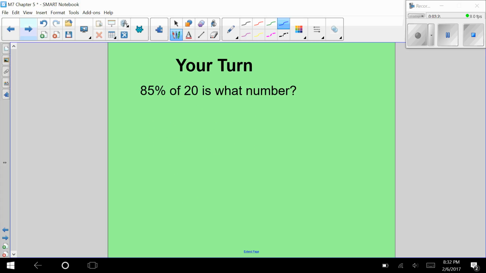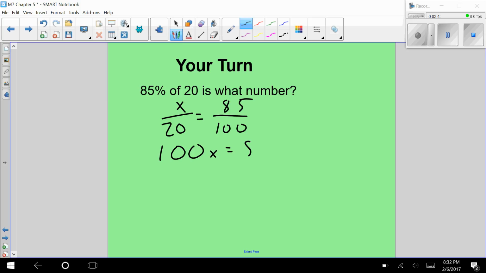Try this one. 85% of 20 is what number? So you should set up x over 20 equals 85 over 100. Cross multiply, you'll get 100x equals 85 times 20. Multiply 85 times 20, divide by 100, and we'll get x equals 17.